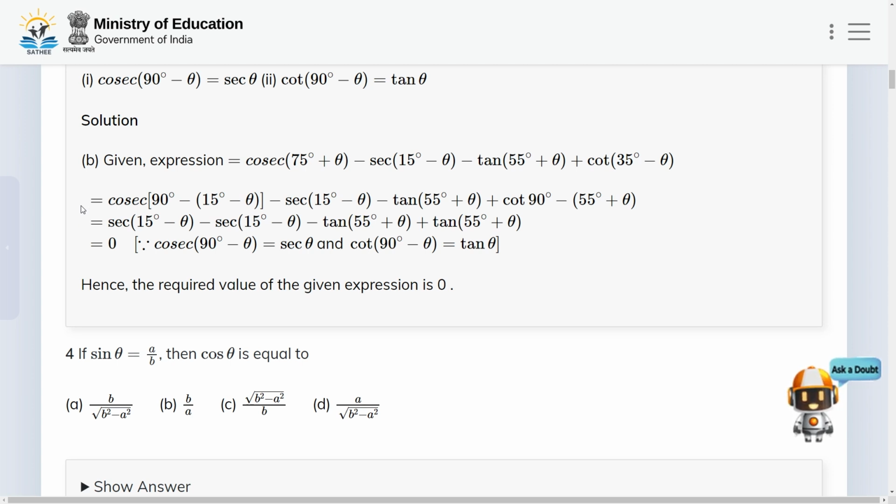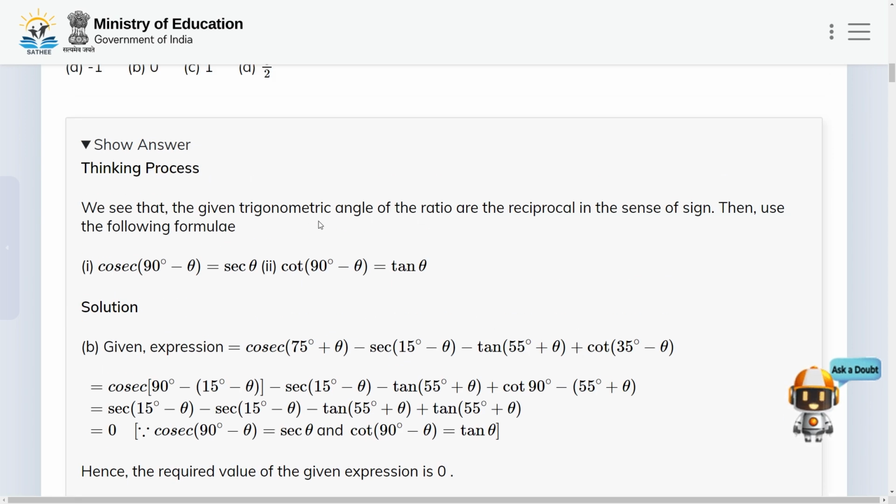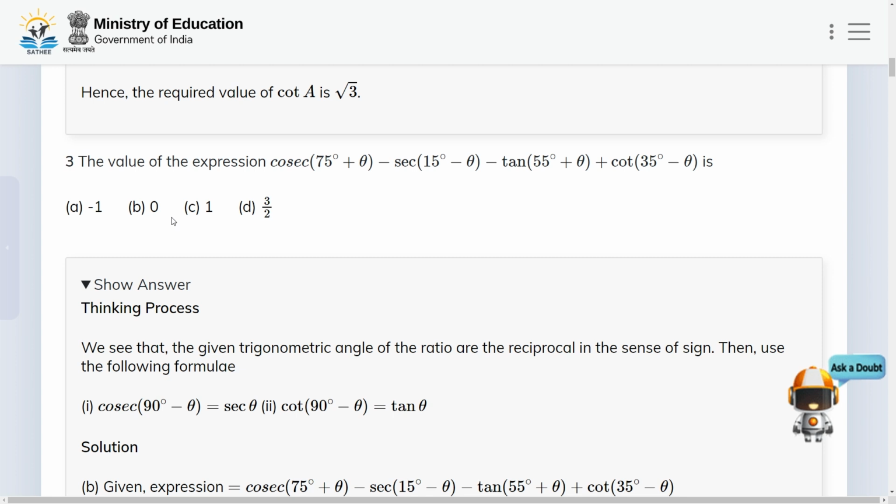Here, plus sec(15° - θ) and minus sec(15° - θ) will cancel, and minus tan(55° + θ) and plus tan(55° + θ) will also cancel. So ultimately we get 0. Hence the required value of the given expression is 0. Now you can check the options. In option B we have 0, so the correct answer is option B.